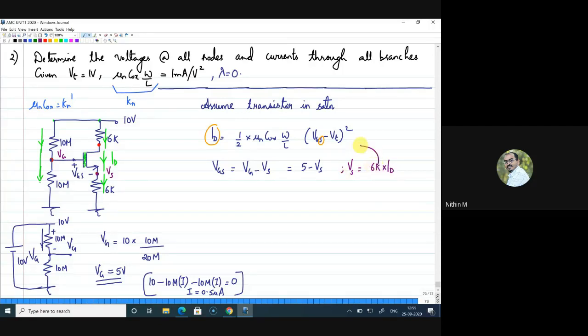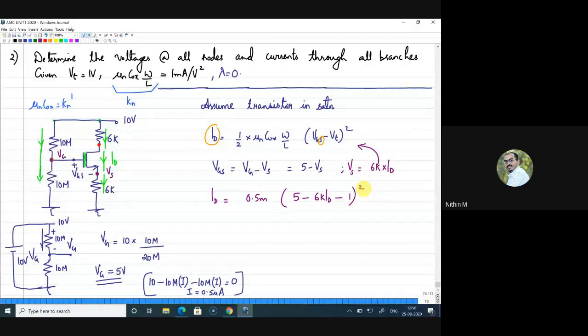Right. So I can write Vs as 6k into ID. Now I'll bring that back to the same equation. So I will write ID equal to, what is mu Cox W by L? Well, it is 1 milliamps divided by 2, which will be 0.5 milliamps. 0.5 milli into Vg is 5 minus, what is Vs? Vs is 6k into ID, minus Vt. What is Vt? Vt is 1, the whole square. This is the form.